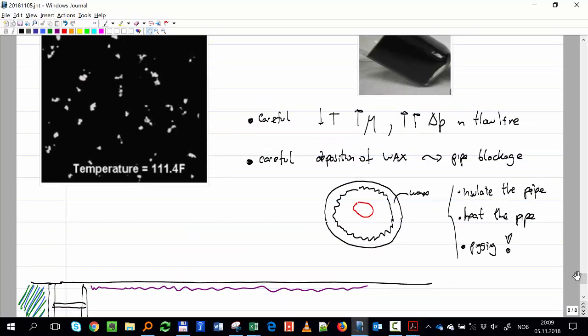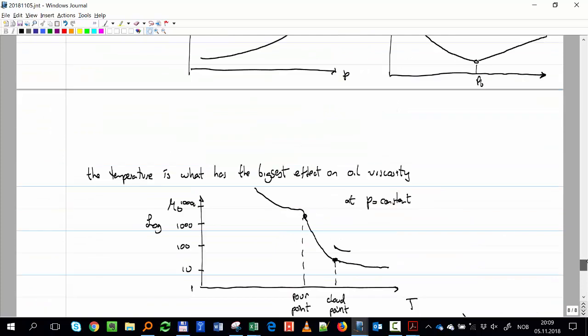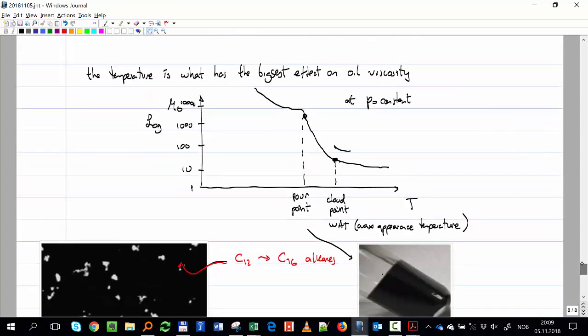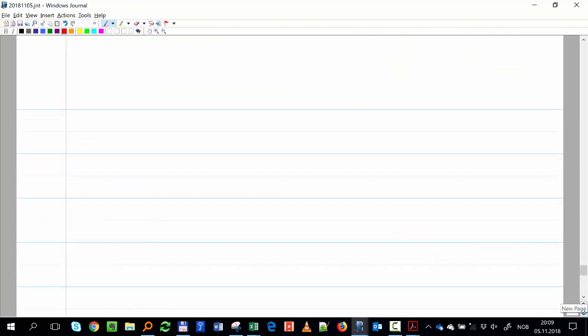Well, here the discussion is for oil viscosity. So this is all for oil. Yes. So that's all I had to say about properties.